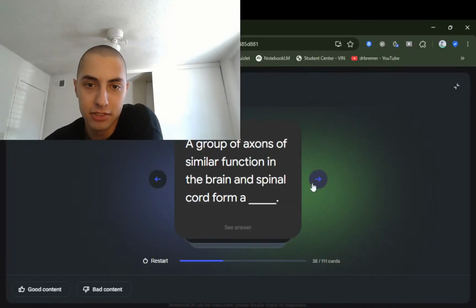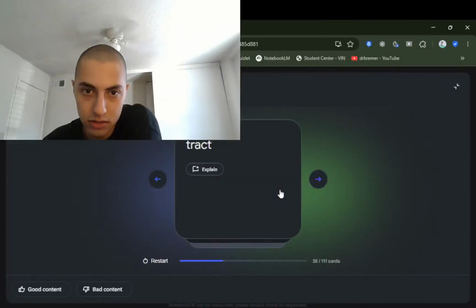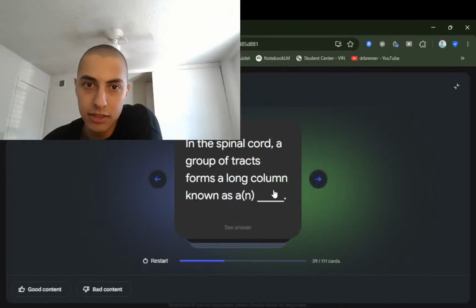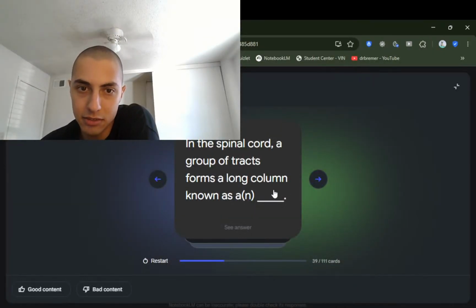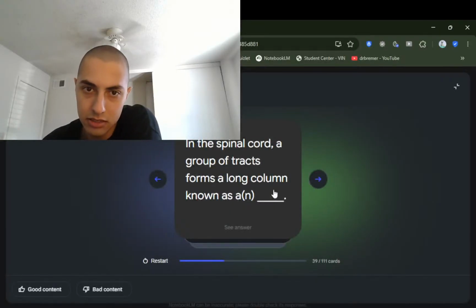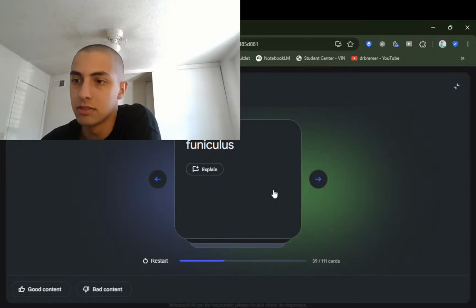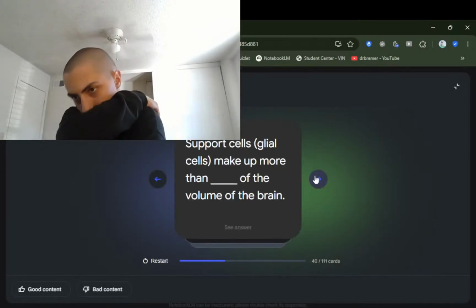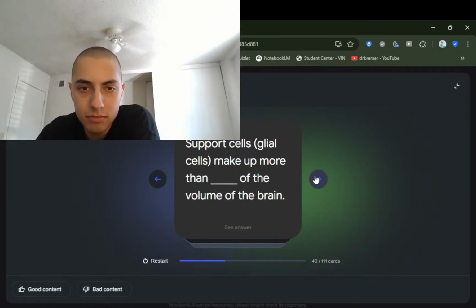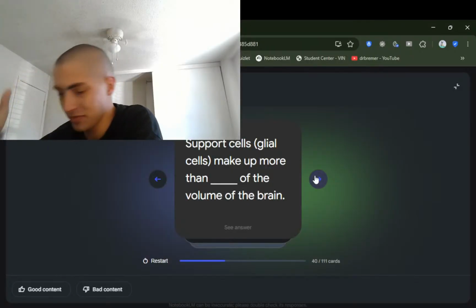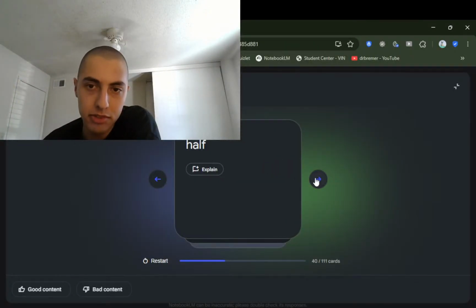A group of axons with similar function in the brain and spinal cord form a tract. In the spinal cord, a group of tracts forms a long column known as a funiculus. Support cells or glial cells make up more than blank of the volume of the brain. I think it's 50%. Yeah, 50% of the volume of the brain.